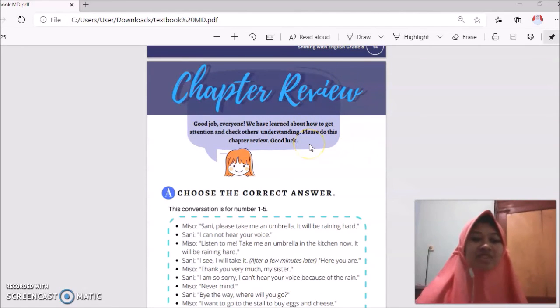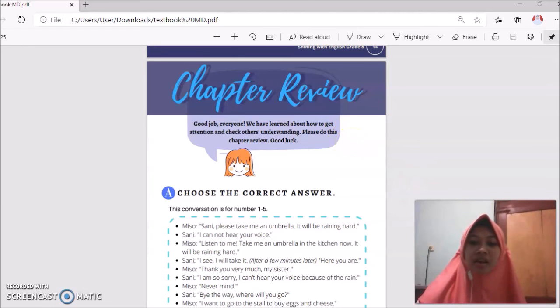Now go to the next feature, that is Chapter Review. This is the assessment for this chapter. There are 3 types of tests. Those are multiple choice, arranging jumbled words, and group work. The teacher can use this chapter review as homework or daily assessment for the students.